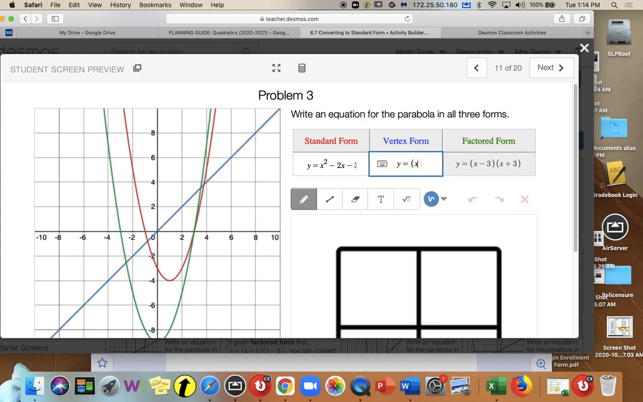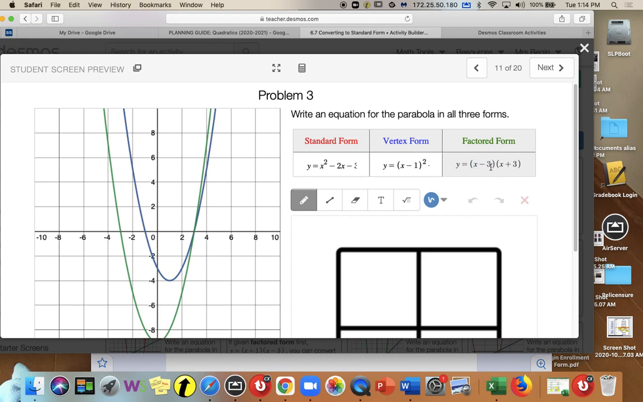So y equals x minus 1, because it's the opposite of what we think, to the 4th power. And then I have to shift it down 4, so -4. And then I do have to change my factored form right here. So it looks like my zeros are at -1. So I'll do the opposite of -1, which is +1.